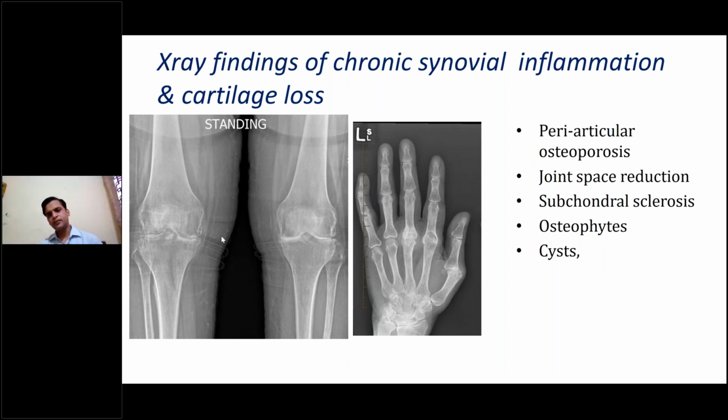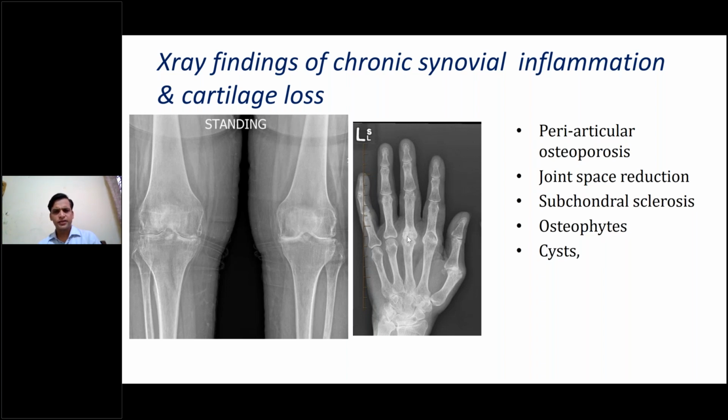Okay, this X-ray of the hand is showing periarticular osteoporosis, and this periarticular osteoporosis chiefly suggests chronic synovial inflammation. The joint lines are also not very clear, they are touching each other, so there is some cartilage loss also.